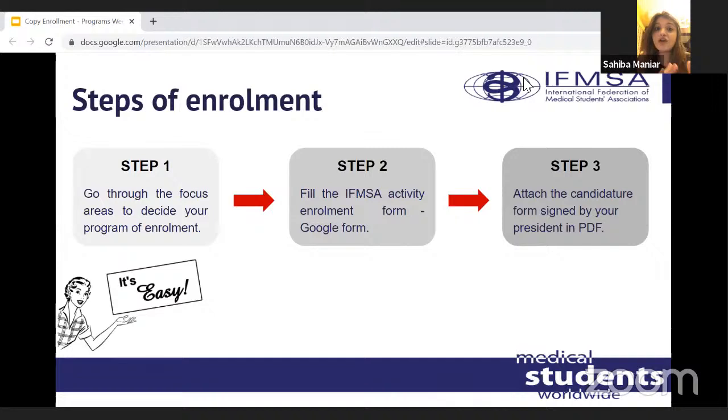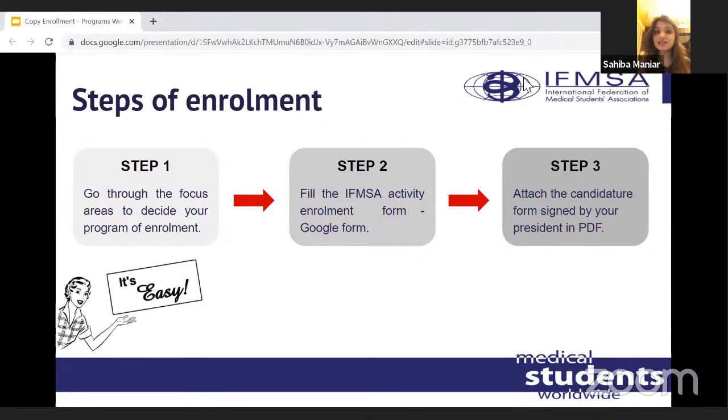The next step is to fill up the enrollment form. It's a very simple Google form. Once you have made your basic activity management or your basic project design and you have it ready, you just have to copy paste whatever you have in this document and send it to your program coordinator. But you also have step 3, which is attachment of a candidature form, which has to be signed by your president to get a confirmation of NMO support.